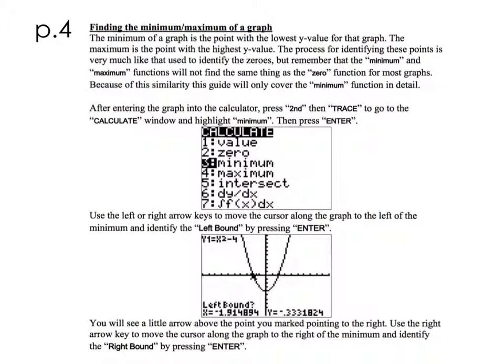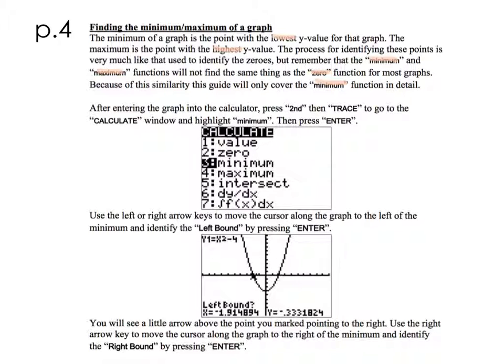Page 4, finding the minimum and maximum of a graph. The minimum of a graph is the point with the lowest y value for that graph. The maximum is the point with the highest y value. The process for identifying these points is very much like that used to identify the zeros, but remember that the minimum and maximum functions will not find the same thing as the 0 function for most graphs. Because of this similarity, this guide will only cover the minimum function in detail.